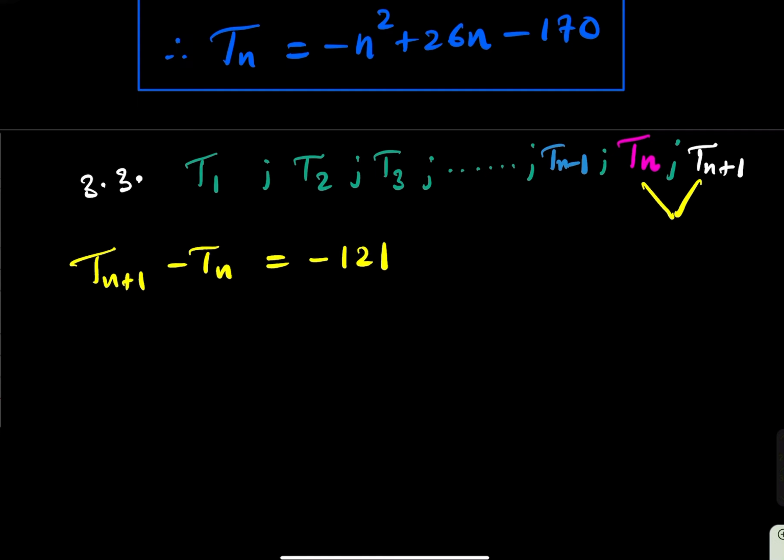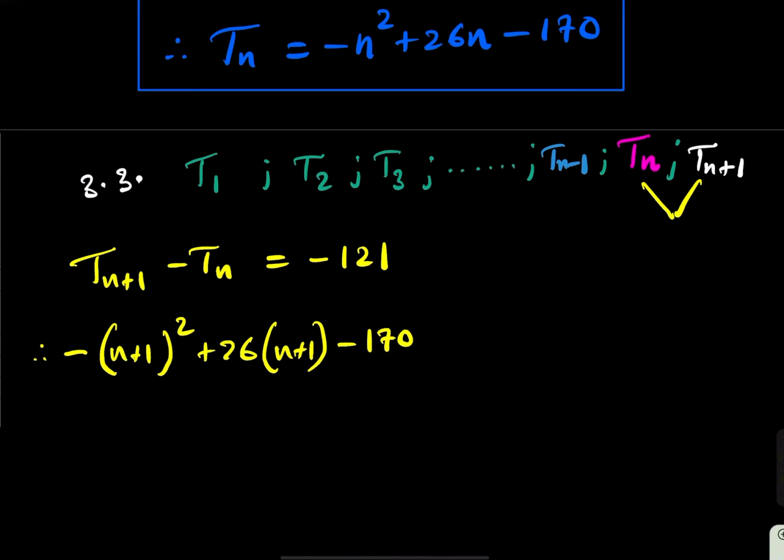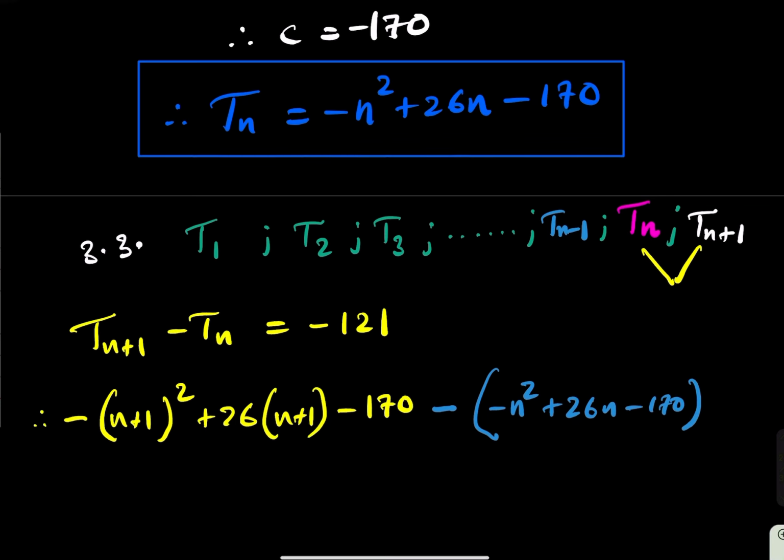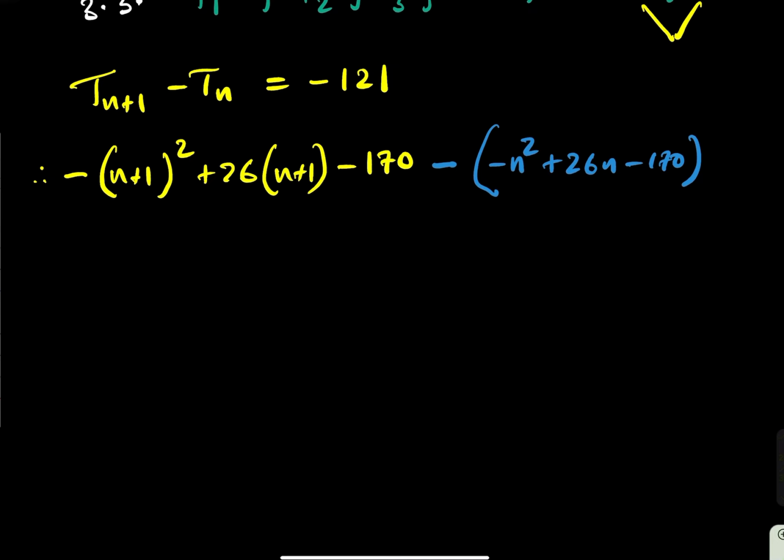So you are going to say to yourself, therefore, this is negative of (n plus 1) all squared plus 26 into (n plus 1) and then minus 170. You now subtract that situation from Tn. So your Tn is this whole situation. If you subtract that, you get a negative n squared and then plus 26n minus 170. And then this is equal to negative 121.